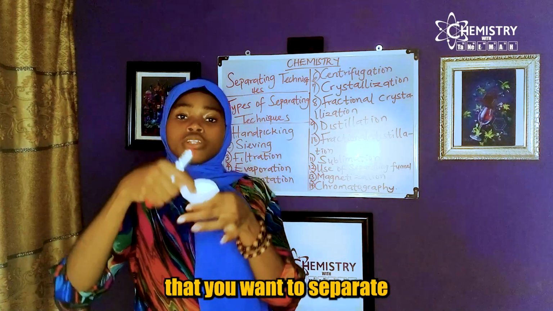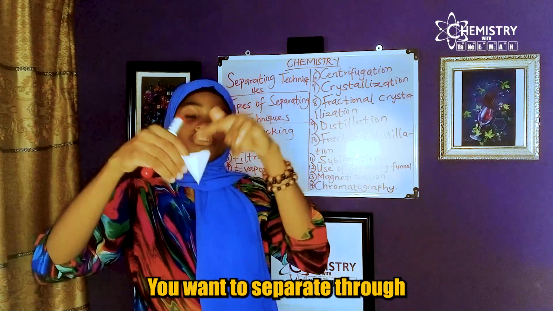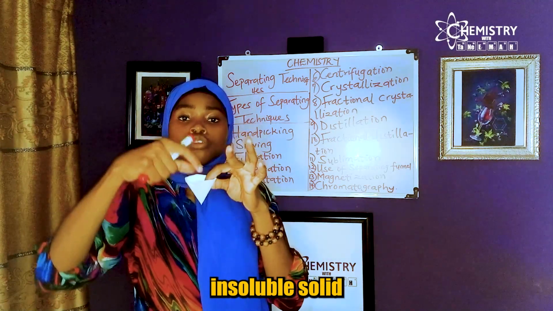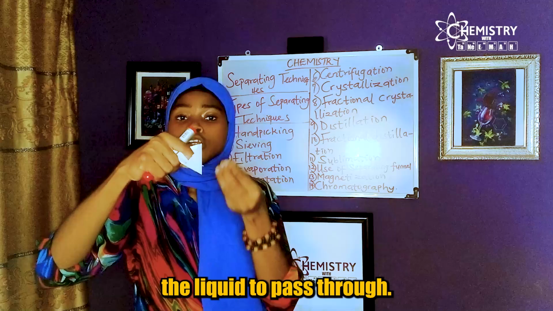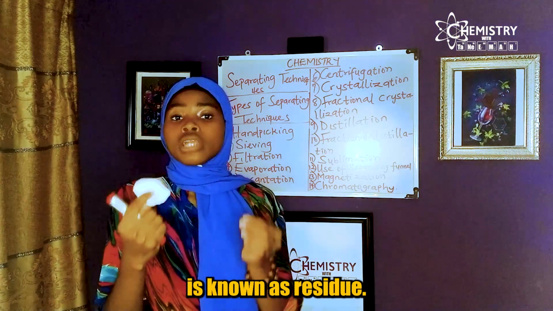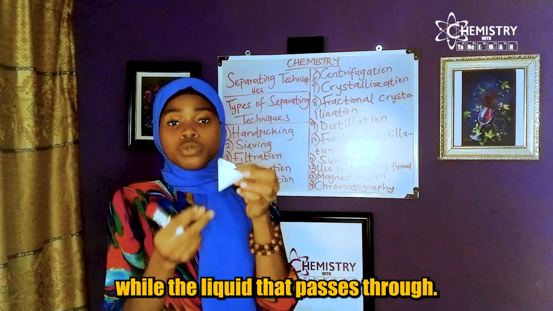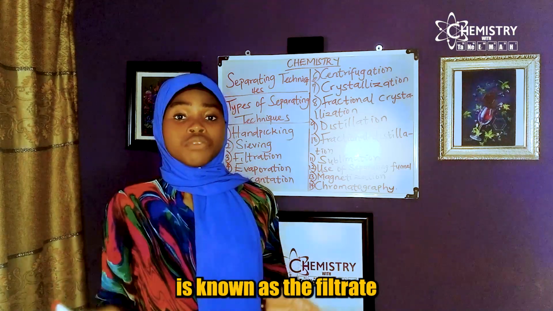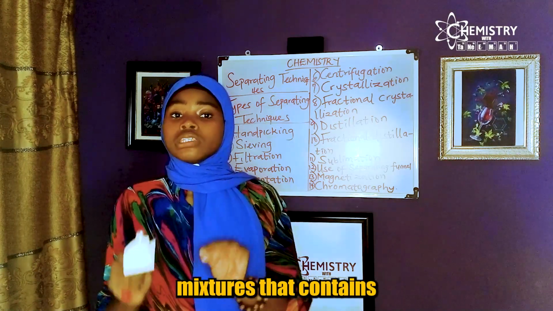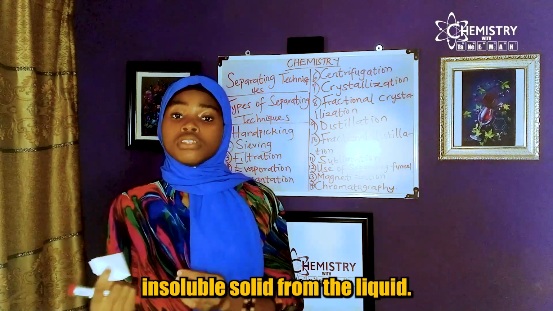Then you pour the solution that you want to separate, or the mixture you want to separate, through the filter paper. What this does is it holds the insoluble solid and allows the liquid to pass through it. Now, the insoluble solid that remains in the filter paper is known as residue, while the liquid that passes through it is known as the filtrate. So this method is effective for separating mixtures that contain insoluble solid from the liquid.